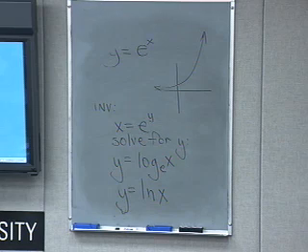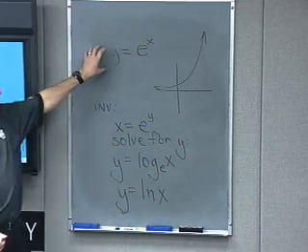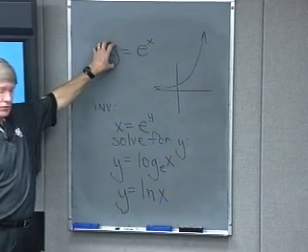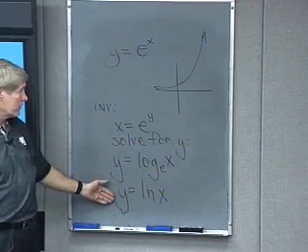When you talk about the natural log of something, you're talking about the power that you would raise e to get that thing. So it's easy to connect exponential functions and logarithmic functions. These two are inverses of each other.